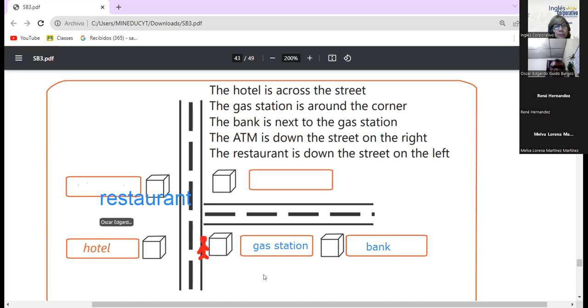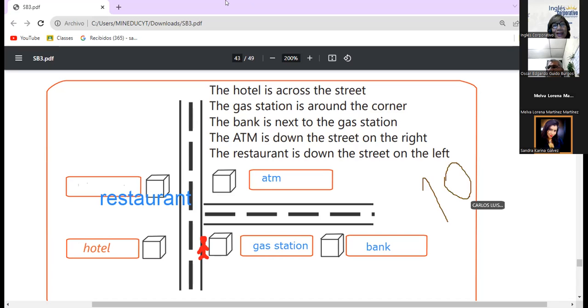Restaurant. Very good, Oscar. Yo lo hice en papel. ATM. Pero así lo tengo igualito. Ah, okay, the same. Important is that you know what it is about, Sandra. Okay, guys, that is good. If you did it on your manual, you can compare. Ah, you want me to grade it. But you did it. Carlos did it.